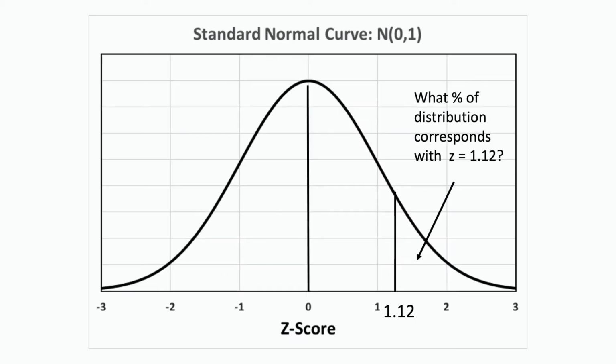To find the p-value, we need to find the percentage of the distribution that corresponds with a z-score of 1.12. So here you have a standard normal curve, which has a mean of 0 and a standard deviation of 1. And I put in the z of 1.12. And again, the question is what percentage of this distribution corresponds with a z of 1.12.